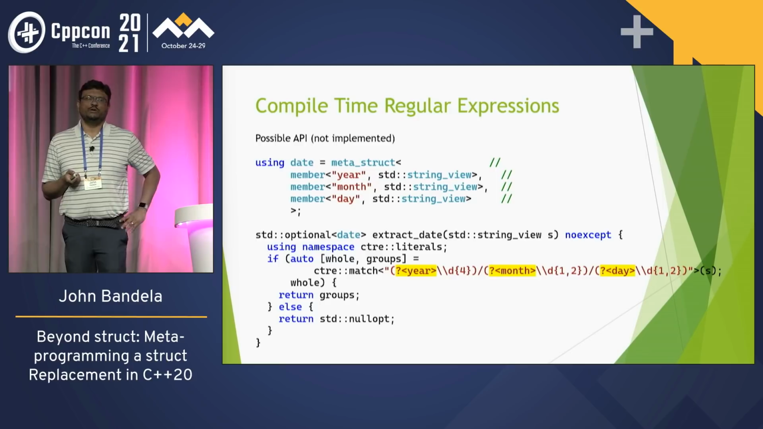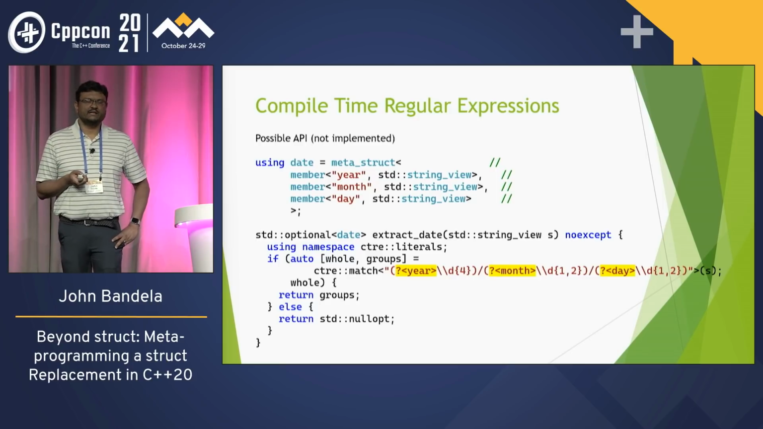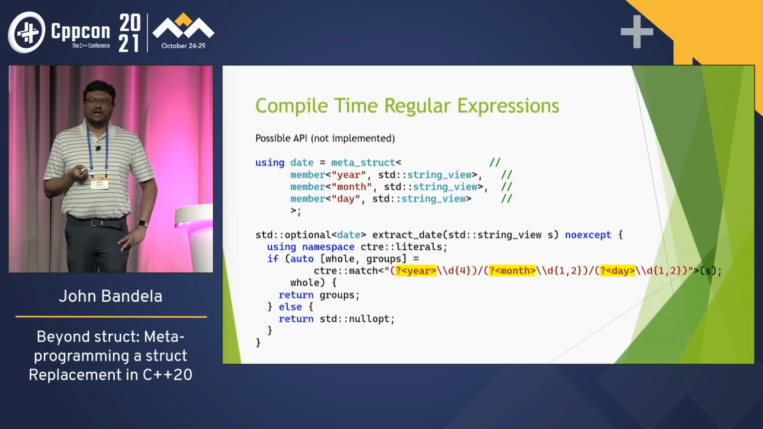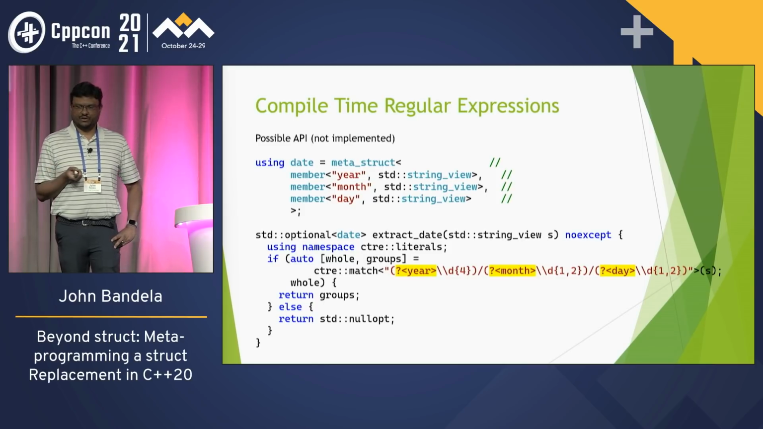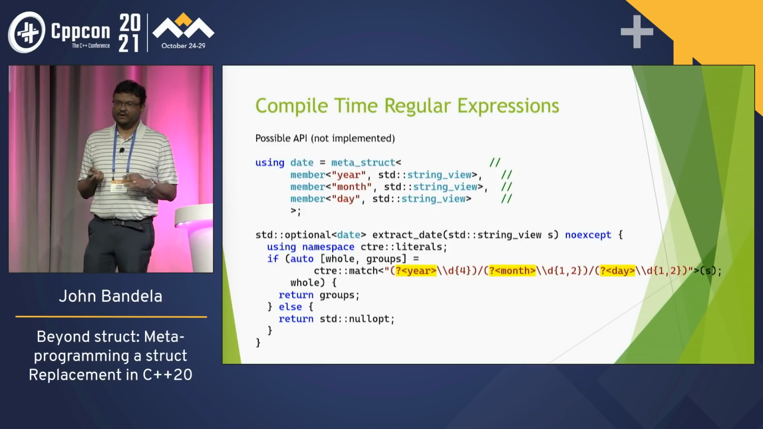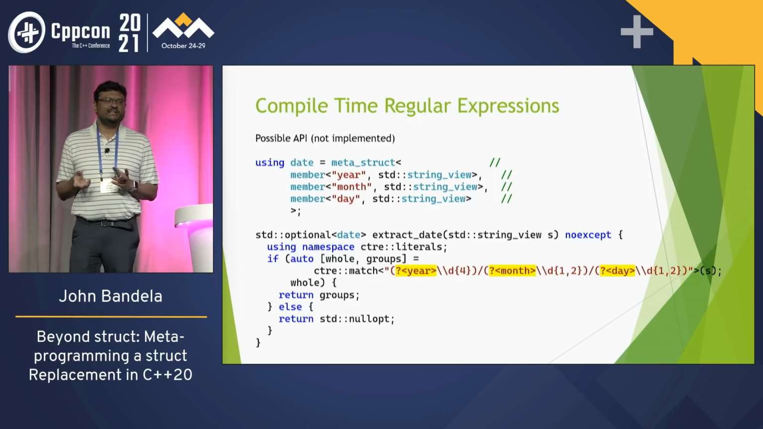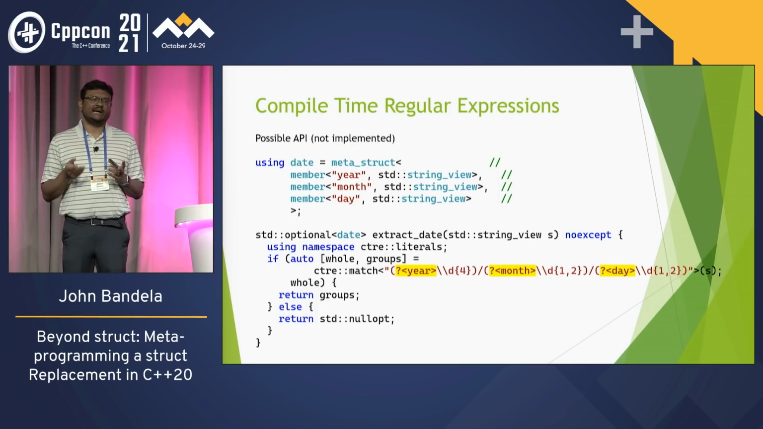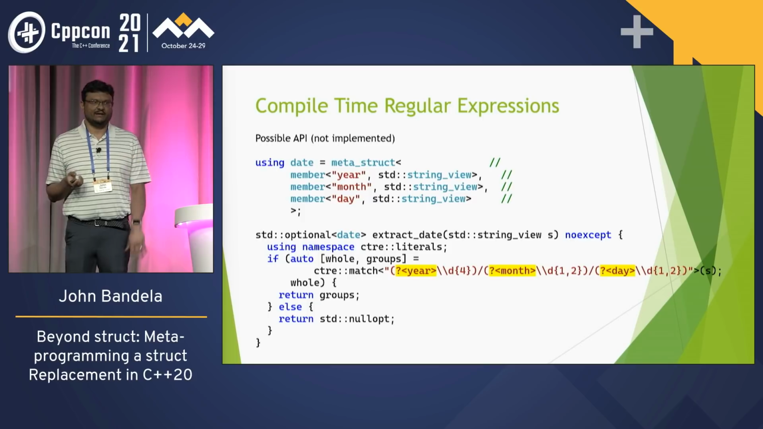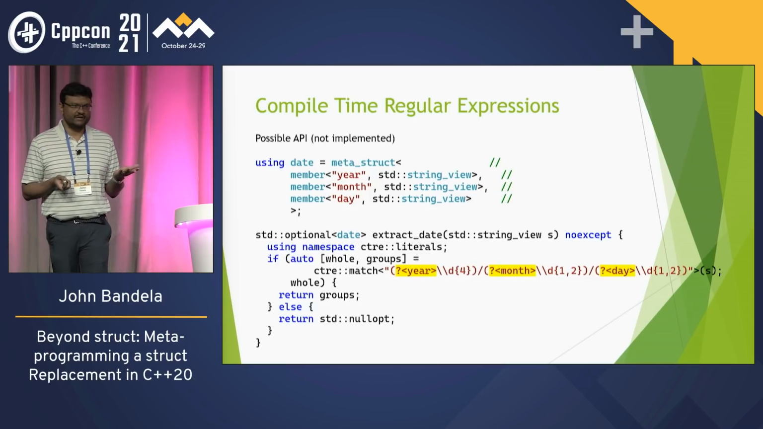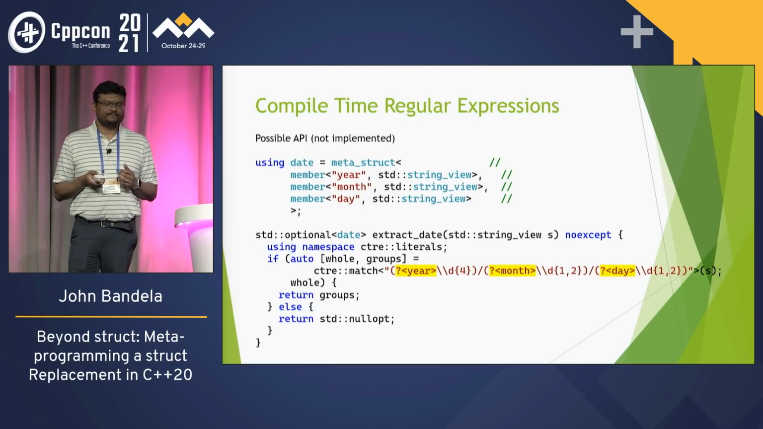So one thing you could do with this, like I said, I haven't implemented this, is that regex actually has the concept of a named capture group. You specify it using question mark, angle brackets year, month, day, and you can have a date meta struct, and this match could actually construct the date type for you directly without you doing anything. So you just return an optional, and then you just return the CTRE match.